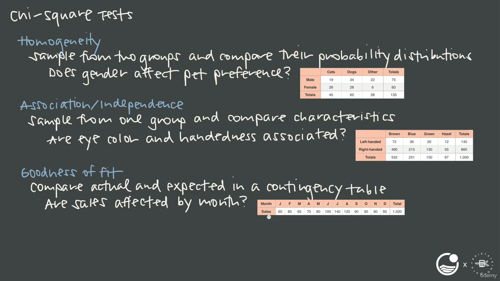In other words, if sales aren't really impacted by month, then we would expect a steady, consistent level of sales across the year. Month wouldn't have an effect on sales, and sales should remain fairly steady. And so, in that sense, just like with these two tests, we would compare the distribution of actual sales to the distribution of expected sales. And if those two distributions are significantly different enough, then we might be able to conclude that sales are affected by month.